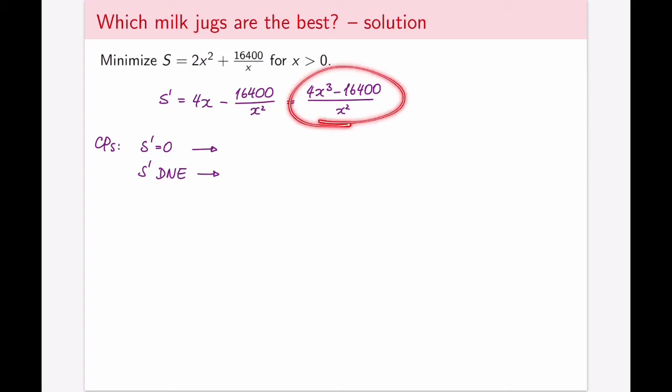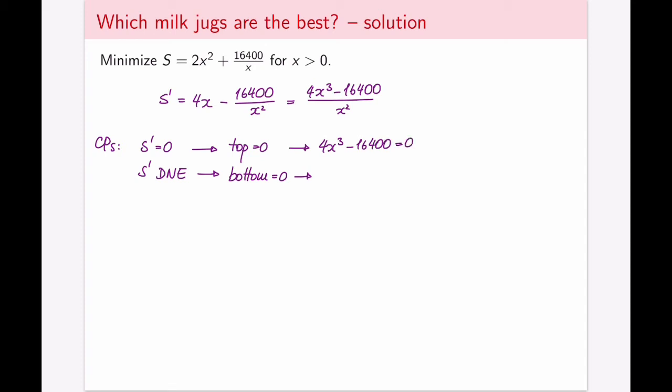Because now my derivative is one big fraction, it's equal to 0 when the top is 0. So notice that again, I can only do this kind of analysis when it's one big fraction. I cannot do it on the two separate pieces here. And the derivative does not exist when the bottom is equal to 0. So this will produce two separate things for me. The top is 0. I have 4x cubed minus 16,400 is equal to 0, which will give me one solution of x approximately equal to 16. And the bottom being 0, of course, produces x equals 0.